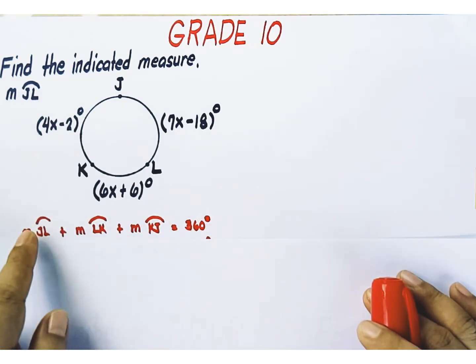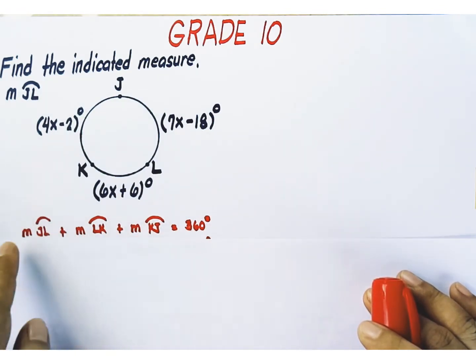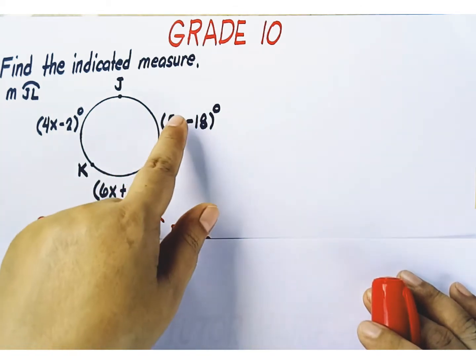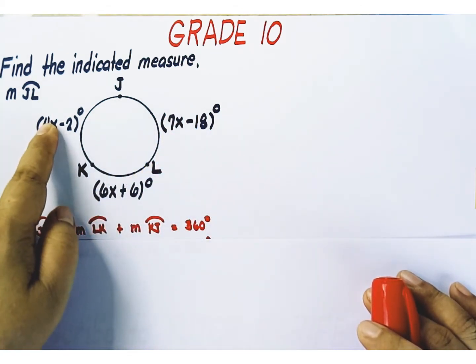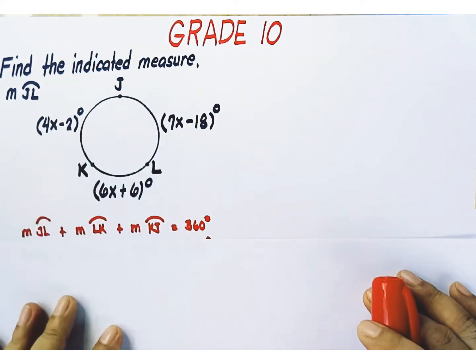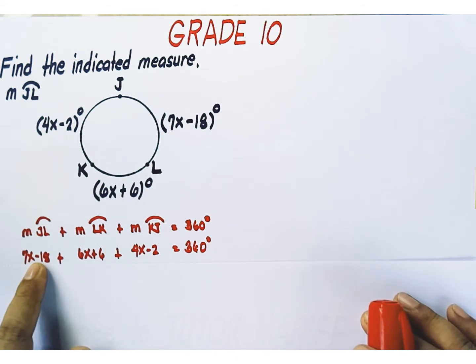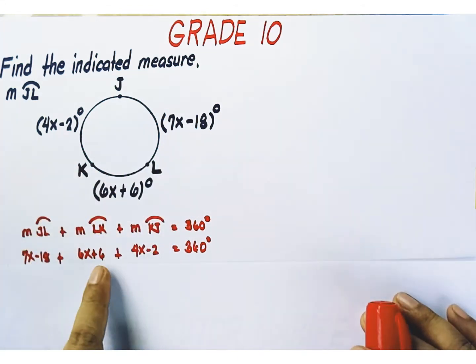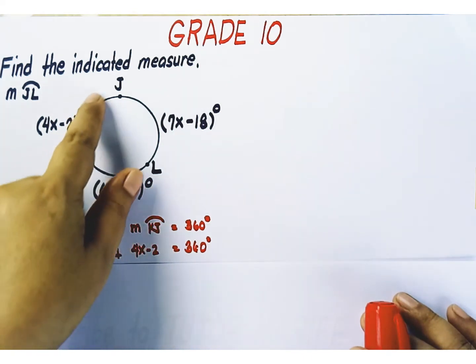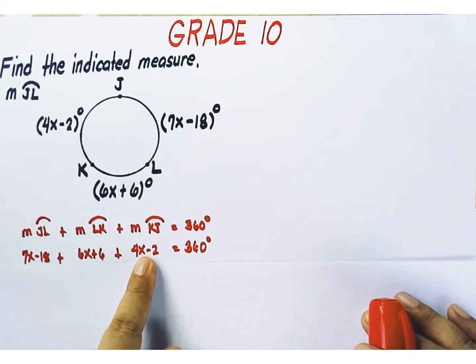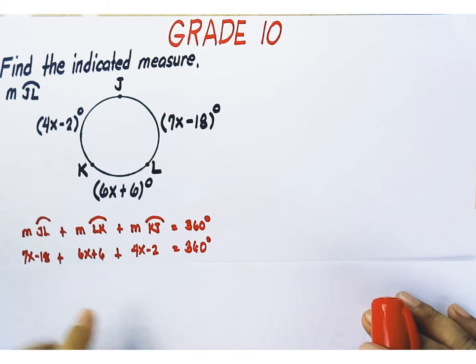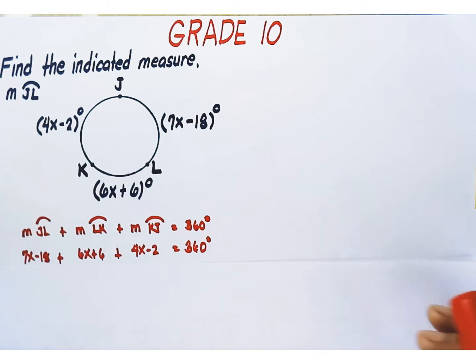Then we replace each term on the left side of this equation with their corresponding representation. So measure of ArcJL is represented as 7x minus 18. Measure of ArcLK is represented as 6x plus 6. Measure of ArcKJ is represented as 4x minus 2.